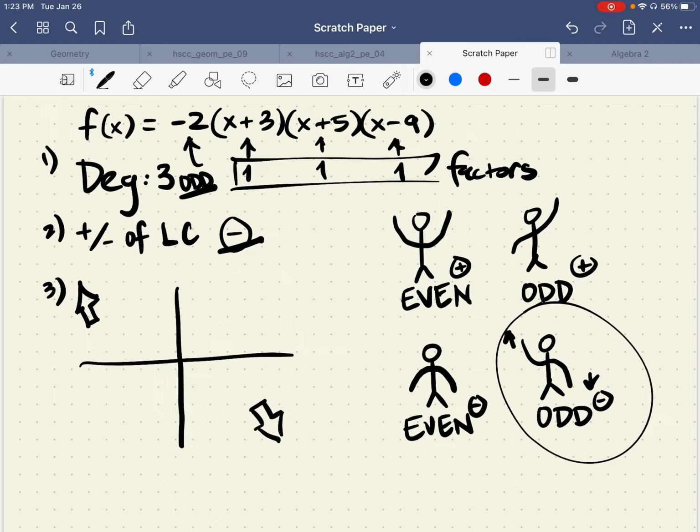Okay. And this is how you do this worksheet. This is how you check for end behavior when you have a factored polynomial.